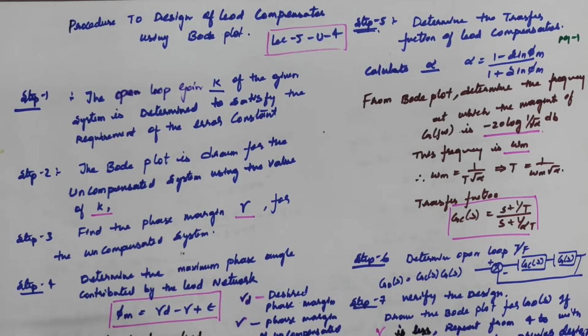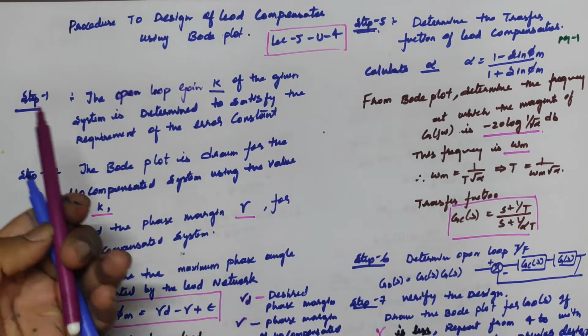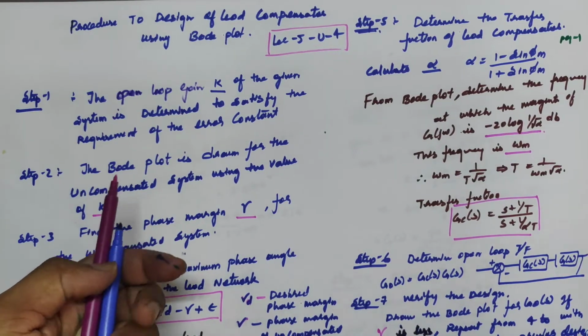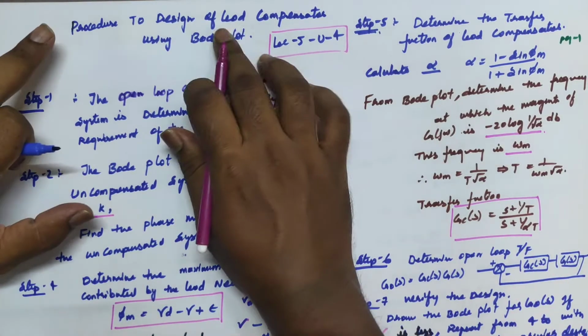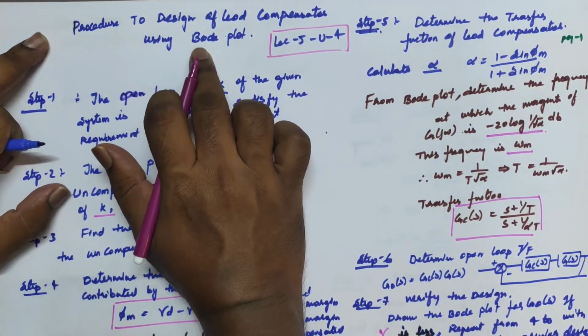So welcome back guys. This is a major part. Lecture 5, the design of lead compensator by using Bode plot.